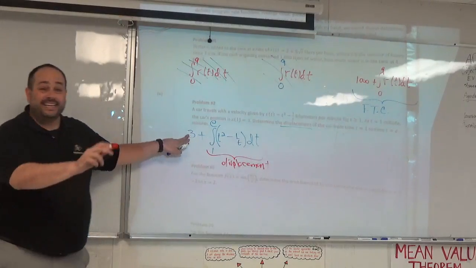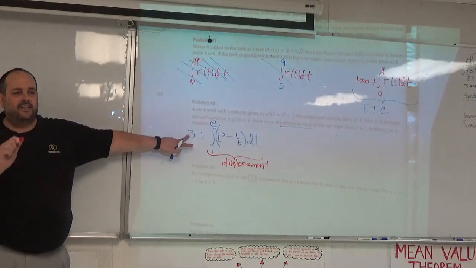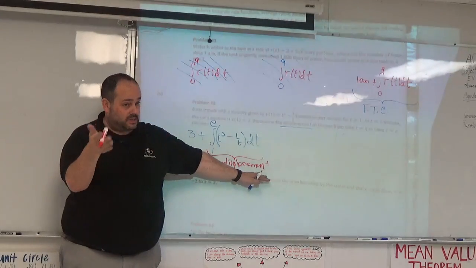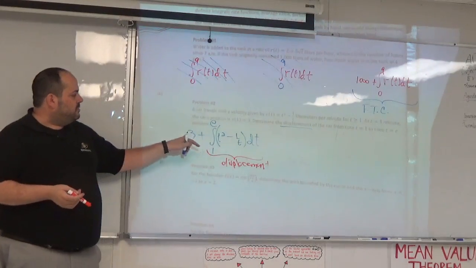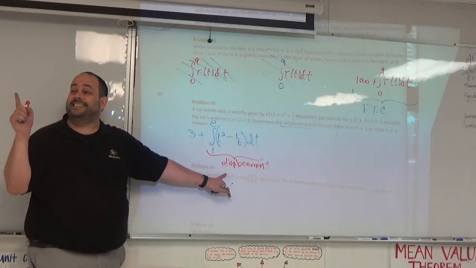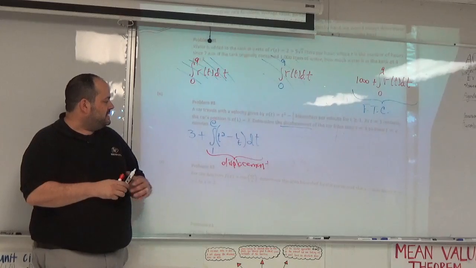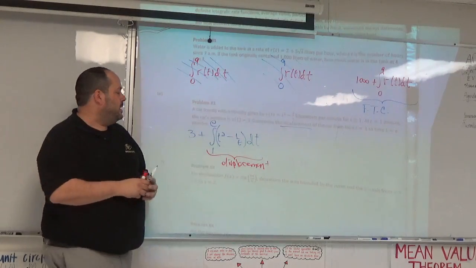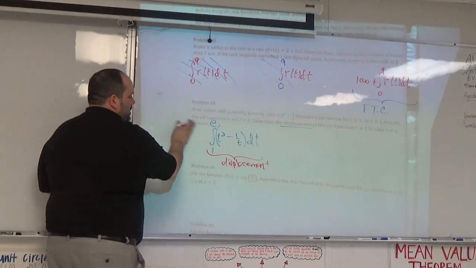Adding on the 3 doesn't tell you total distance. It tells you something else. Displacement is your change in position. If you do 3 plus the integral, what you're finding is not displacement, it's position, because you'd be saying, here's where I started, plus here's how much I changed by. So don't add the 3.